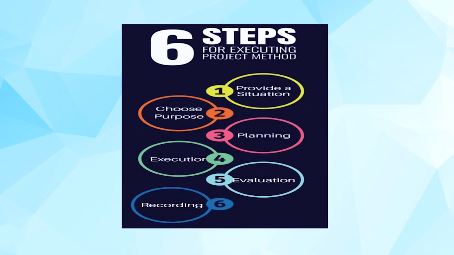There are some definite planned steps necessary for the project method. The first step is providing a situation. The second step is the purpose and objective of choosing the project. Third, planning of the project. Fourth, execution of the project. The fifth one, evaluation of the project. And the last step is recording of the project.